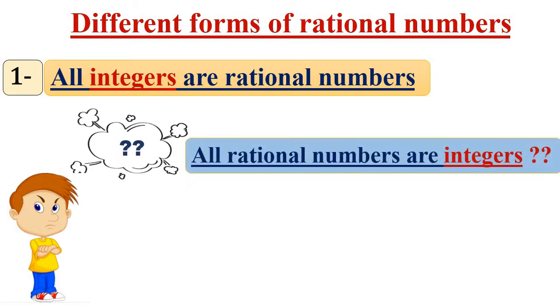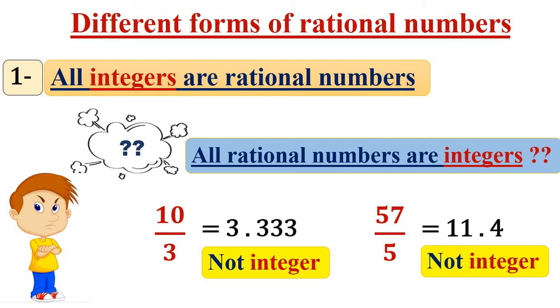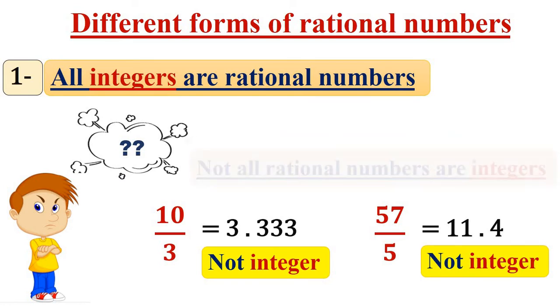We have another question. Are all rational numbers integers? We will see. 10 over 3 is a rational number, but 10 over 3 in the simplest form does not equal a whole number. It's 3.3333 and so on. 57 over 5 is a rational number, but 57 over 5 in the simplest form does not equal a whole number. It's 12.4. So not all rational numbers are integers.